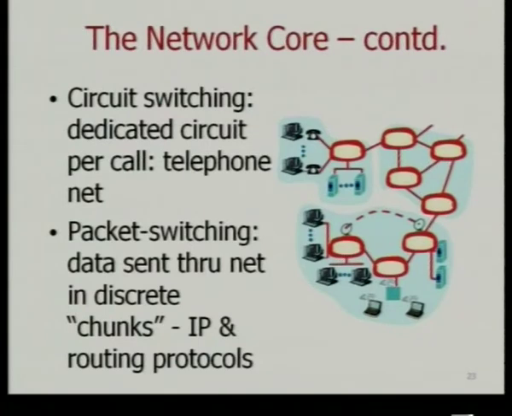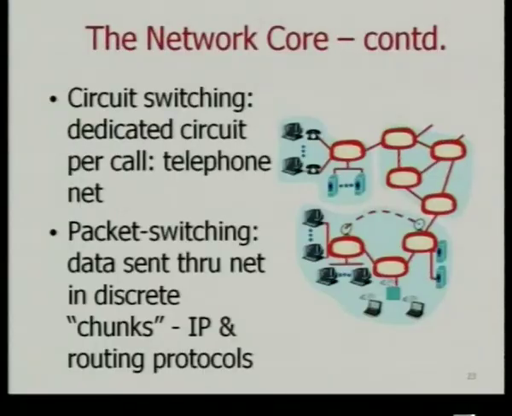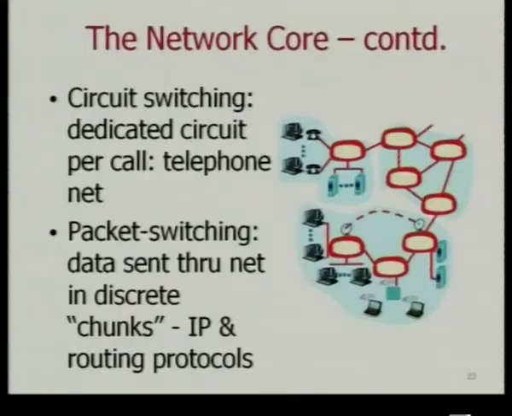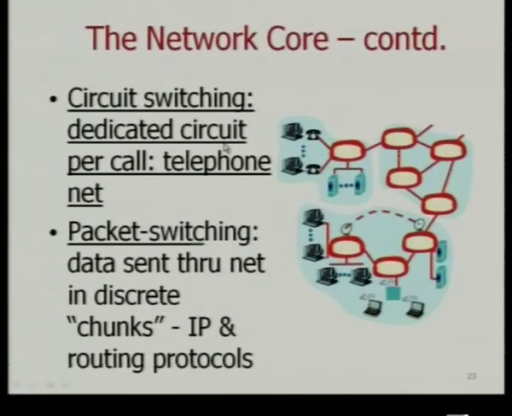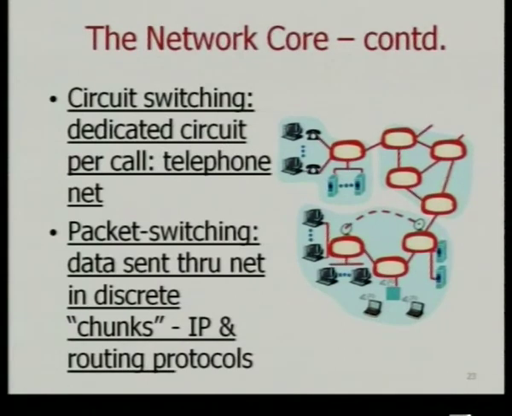Again, I am going to give you the same example. Circuit switching is again an example where you actually have a connection established with the other end and then the data is transferred. That is, you have a dedicated circuit which is established for the entire data transfer, which is again similar to our telephone network. Packet switching, on the other hand, data is sent through the network in discrete chunks. The protocols that we use here are IP and routing protocols. So when you look at the TCP/IP layer as such, TCP/IP uses packet switching and not circuit switching.